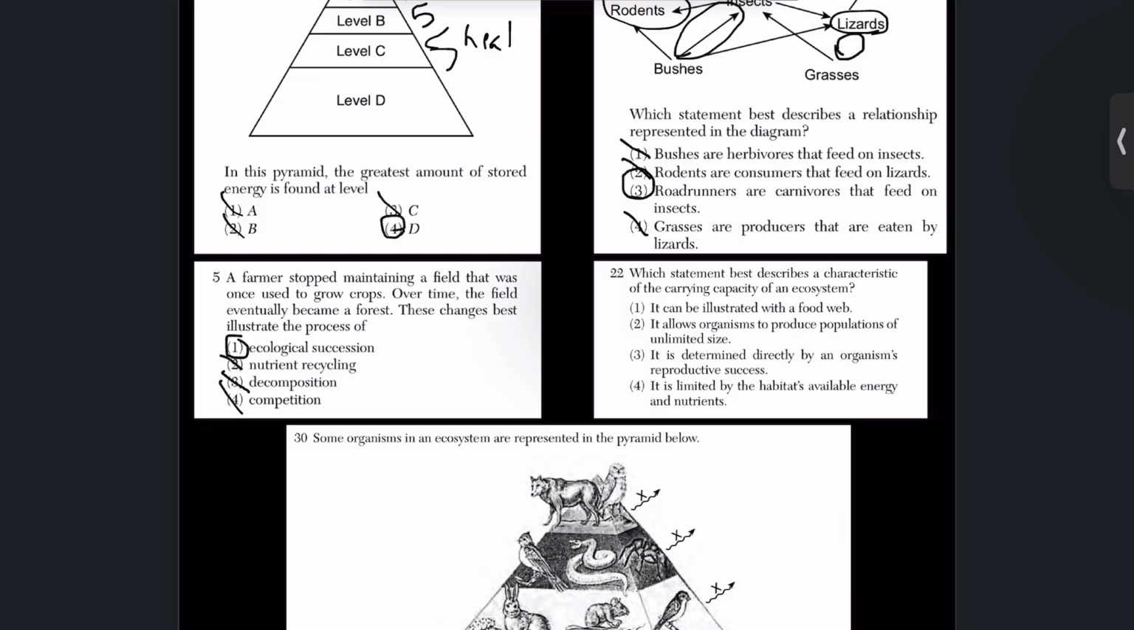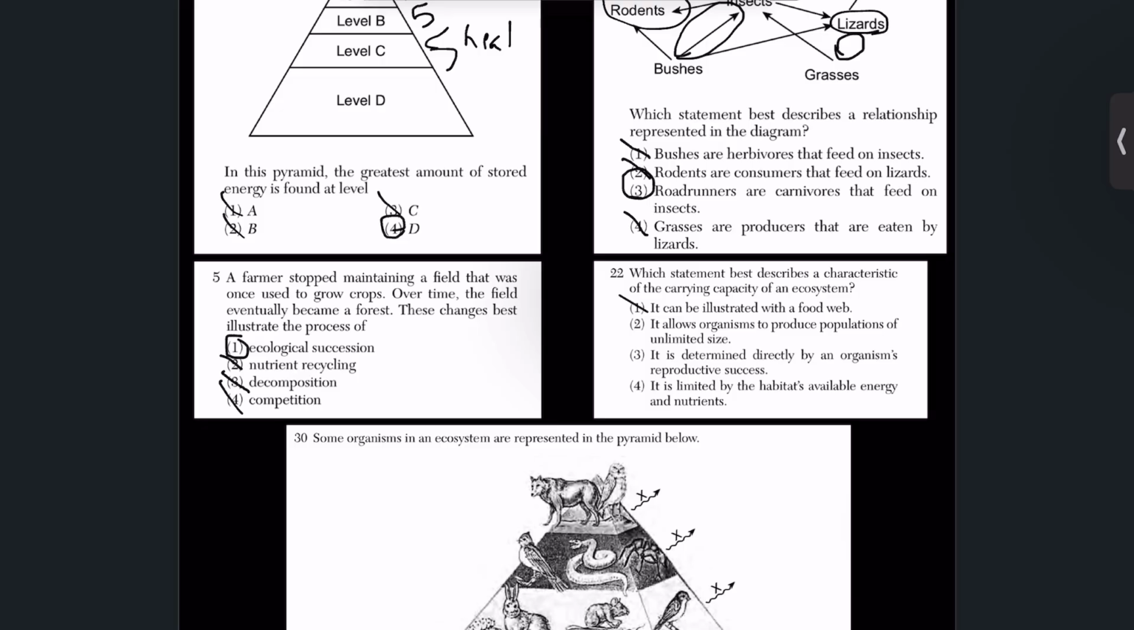Next is number 22, which says, which statement best describes a characteristic of the carrying capacity of an ecosystem. Number 1, it says that it can be illustrated with a food web. This one would not be our best answer because the food web only shows the nutritional interactions between organisms, not how many organisms can exist in an ecosystem, and that's what a carrying capacity is.